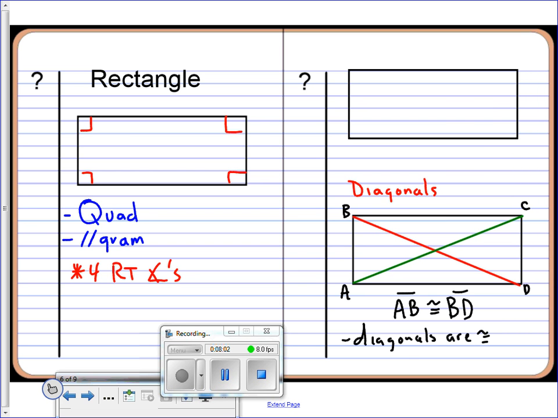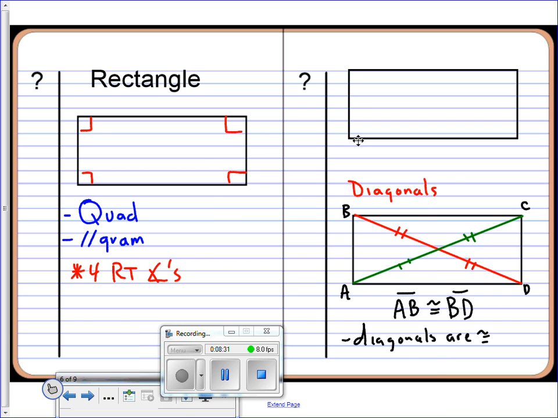Since it's a parallelogram, we know that the diagonals are also bisecting each other, so this piece would be congruent to this piece. Since the diagonals are congruent, if I looked at this piece being 5 and this piece being 5, the whole thing is 10. That would tell me this whole thing is 10. Since the diagonals are bisecting each other, I can mark these with the exact same congruent marks as the other ones, because they get bisected the same way and they're the same length.